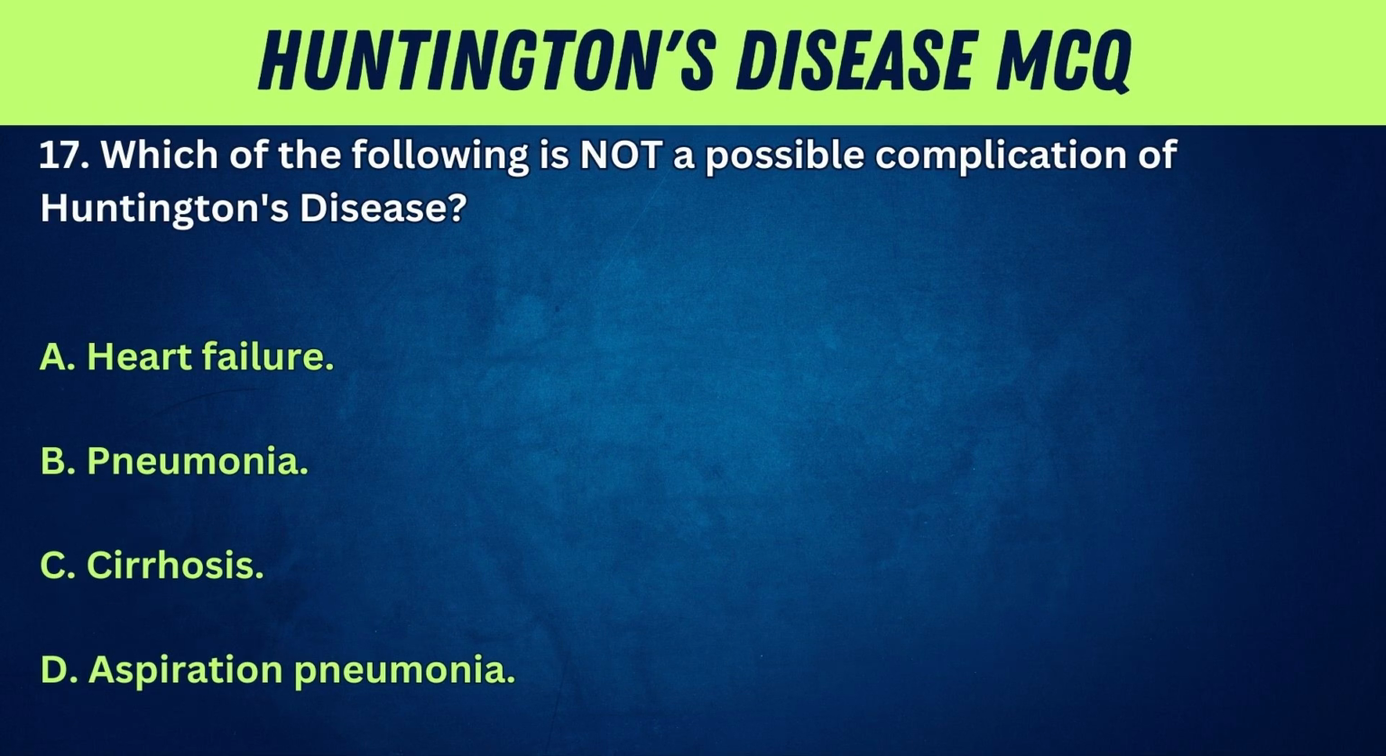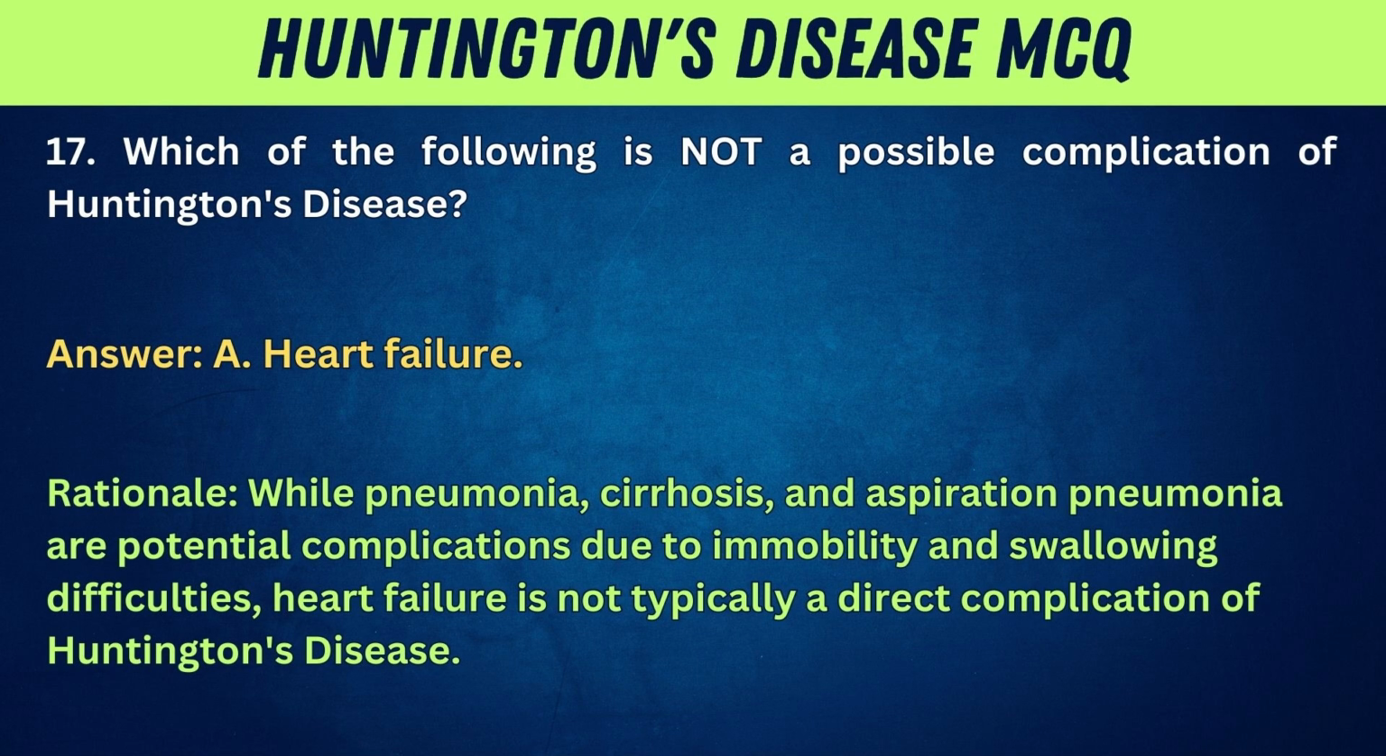17. Which of the following is not a possible complication of Huntington's disease? A. Heart failure. B. Pneumonia. C. Cirrhosis. D. Aspiration pneumonia. Answer: A. Heart failure. Rationale: while pneumonia, cirrhosis, and aspiration pneumonia are potential complications due to immobility and swallowing difficulties, heart failure is not typically a direct complication of Huntington's disease.